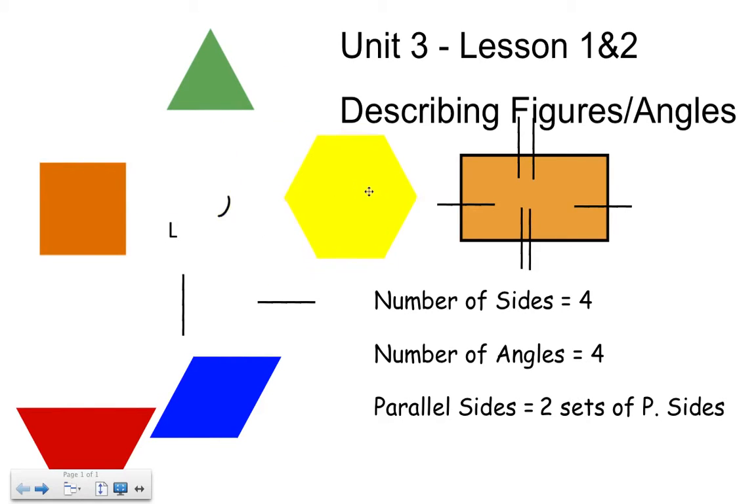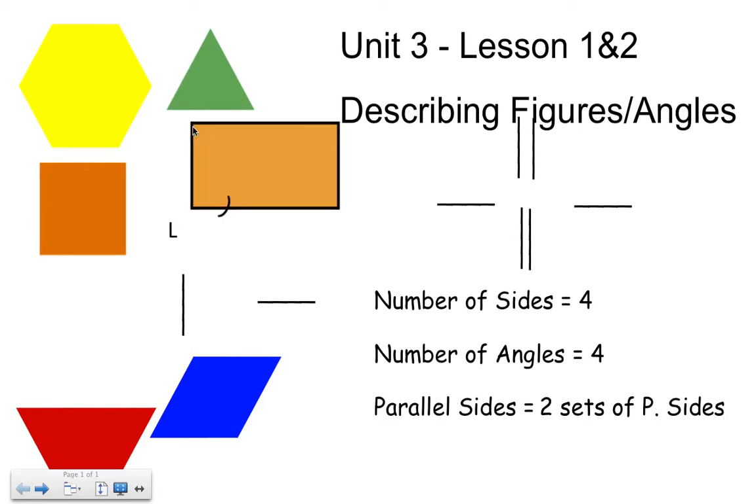If I were to look at this one here, I would say there's 6 sides, there are 6 angles, and there are 3 sets of parallel sides. This here is parallel with this here, and likewise this is parallel with this, and this is parallel with this. And how do I know? Because I know the distance from here to here is the exact same as the distance from here to here. And same from here to here and here to here. Okay. So that's how we describe figures.